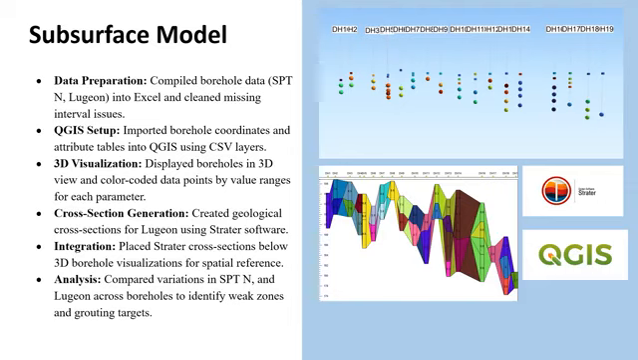Finally, by comparing variations in SPT and Lugeon values across these boreholes, we identified weaker zones, those areas with low soil strength or high permeability, which become our primary targets for the curtain grouting design.